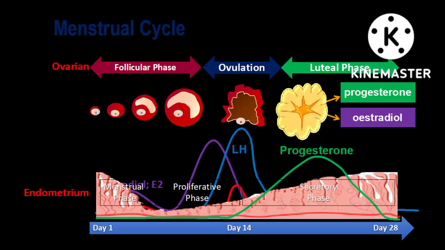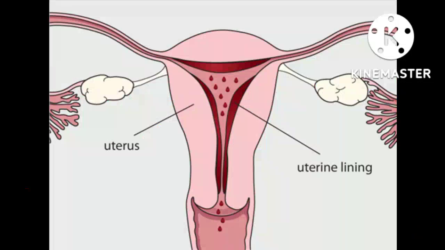If the egg is not fertilized, the corpus luteum degenerates and no longer produces progesterone. The estrogen level decreases. The two layers of the lining break down and are shed, and menstrual bleeding occurs, the start of a new menstrual cycle. If the egg is fertilized, the corpus luteum continues to function.